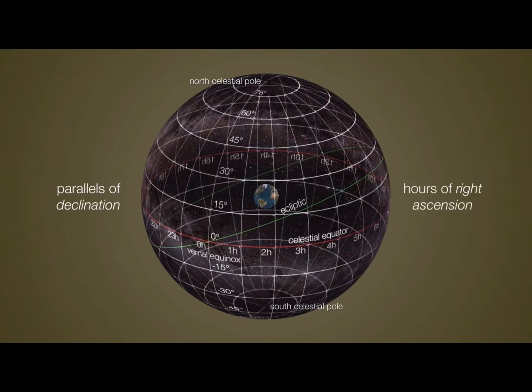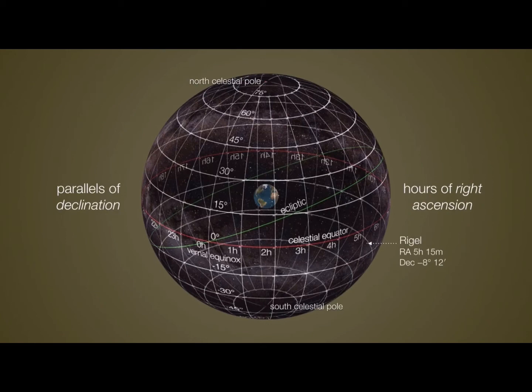So again, think of it not so much as hours of time, but instead as hours on a clock face. For example, Rigel in the constellation of Orion has a right ascension of a little more than 5 hours, about a quarter of the way onto the 6th hour circle. So that gives Rigel a right ascension of 5 hours and 15 minutes.